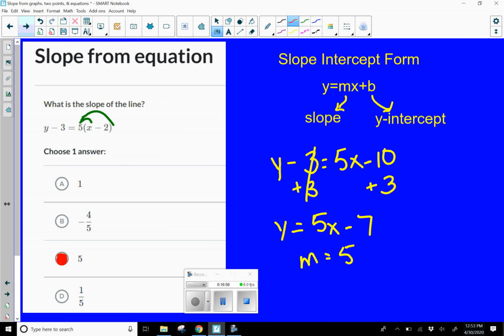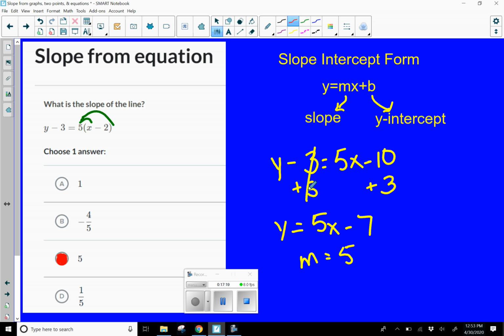Okay, let's try another one. As you can see here, I've drawn the lines to distribute that 5. So that's going to leave me with y minus 3 equals 5x minus 10. Next step to get y by itself is I'm going to add 3 on both sides. And that leaves us with y equals 5x minus 7.